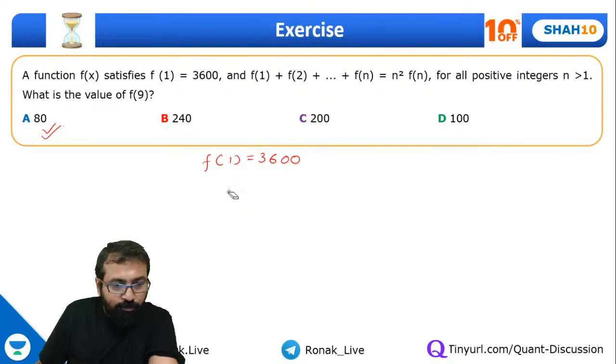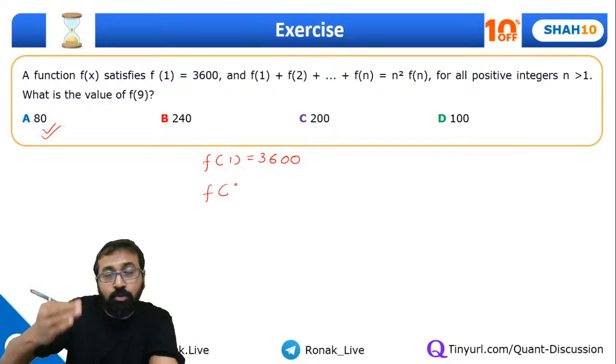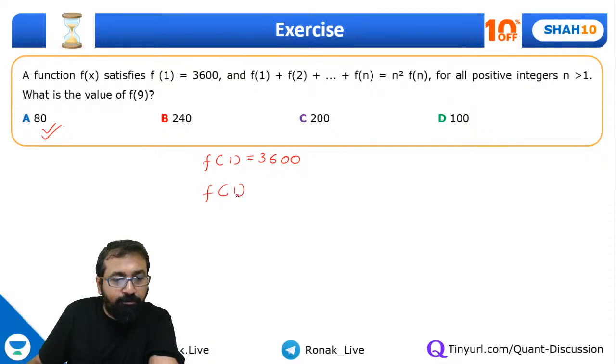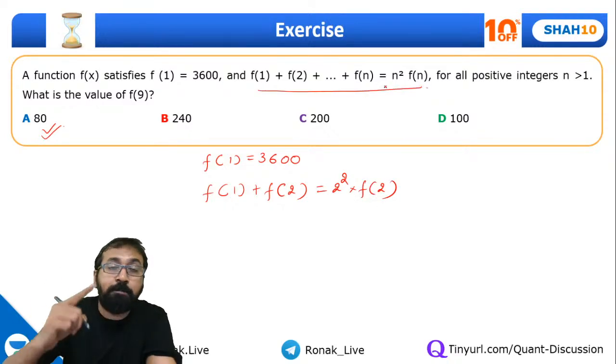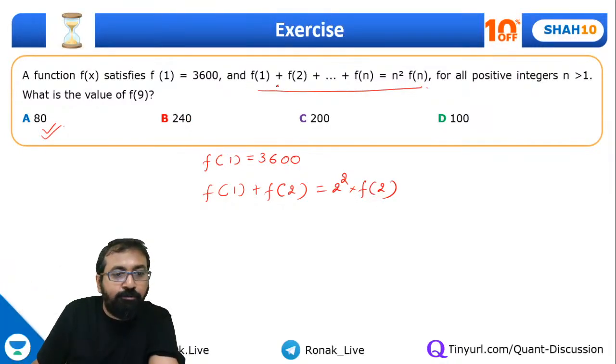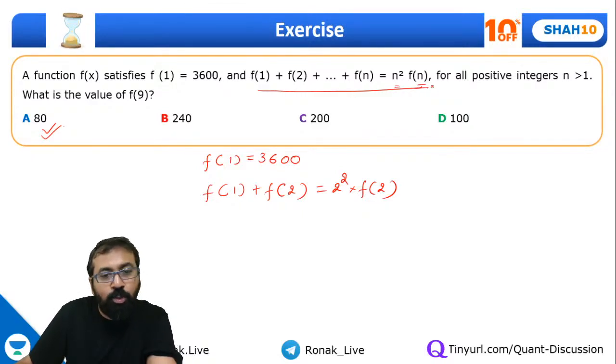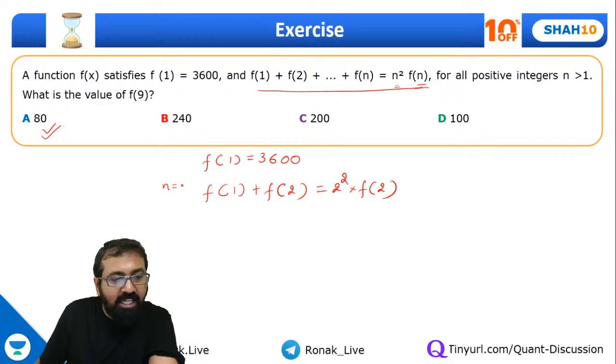How to find out f of 2? If I want to find f of 2, I'll have to take n equal to 2. So it will be f of 1 plus f of 2, which is equal to 2 square into f of 2. I'm just using this formula: if you go up to n, then you write f of 1 plus f of 2 up to f of n on the left hand side, and the right hand side will be n square into f of n. So I'm taking n equal to 2 over here.